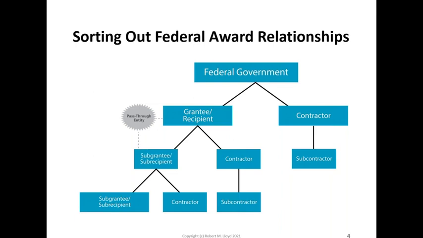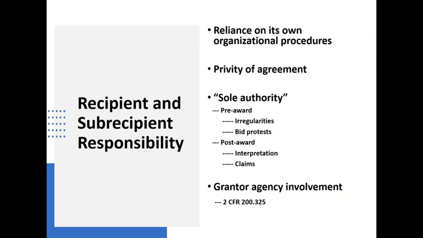Let's go over to slide number 5. As I've already pointed out, the federal government's rules for grantees involve reliance on your own organizational procedures. The federal government is not a party to a contract under a grant. The recipient or grantee is, or in the case of a subrecipient or subgrantee, they are vis-a-vis their contractor. And so knowing who the parties are is important.